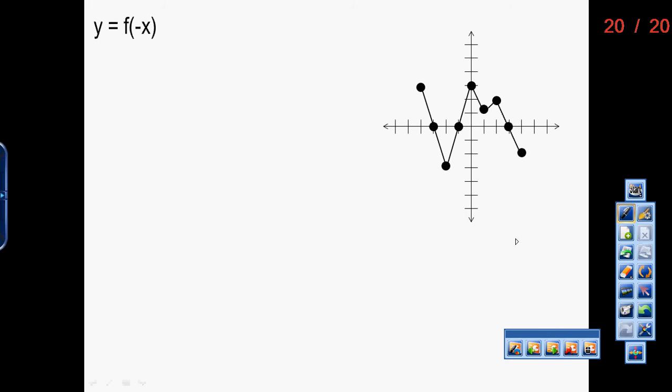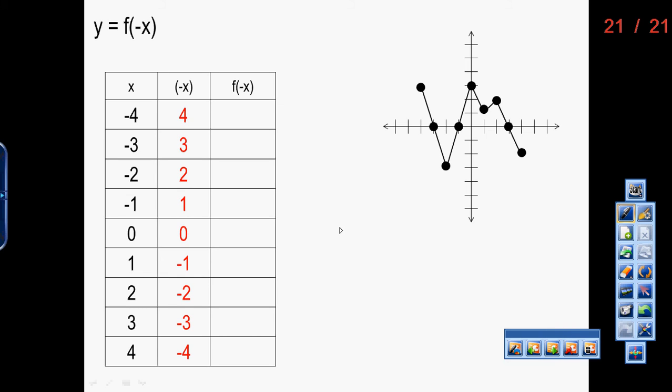So now I'm dealing with a negative inside. So what effects do you think is going to occur if I have a negative inside? Remember, I got to take whatever my X value is and make it negative. So let's talk about what that looks like on my graph.